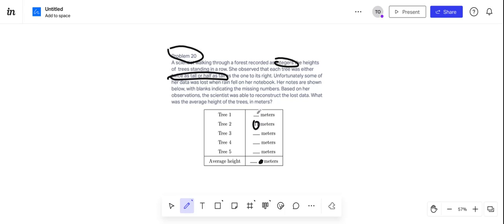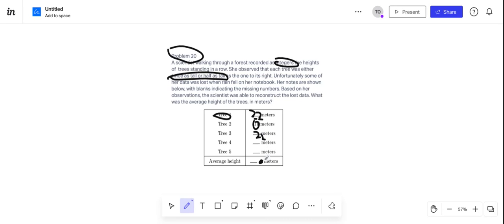Okay, so tree 1 must be an integer, right? And it must be either twice as tall or half as tall as tree 2. So if it was twice as tall, it would be 22. If it was half as tall, it would be 5.5. But 5.5 isn't an integer. Therefore, it has to be 22. And the same goes for tree 3.